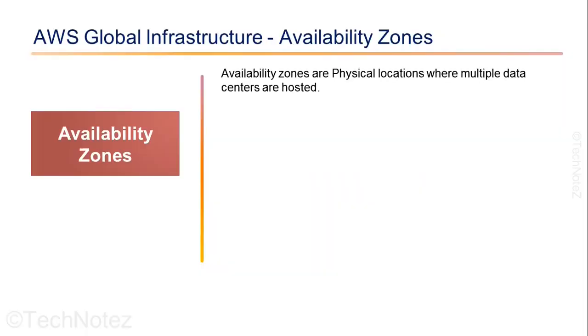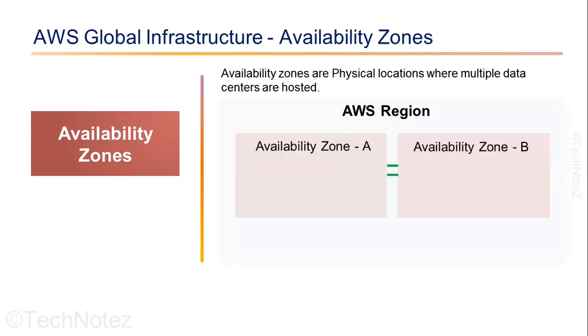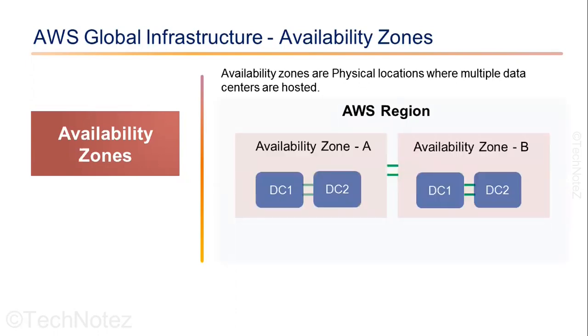Availability zones are physical locations where multiple data centers are hosted. An availability zone exists within an AWS region. There are multiple availability zones within a region, which are connected to each other with a high speed and low latency network. So first, we have AWS regions. Within each AWS region, there are one or more availability zones, and each availability zone has one or more data centers connected to each other with high speed links. The availability zones are designed to provide a high level of availability for your applications and data.